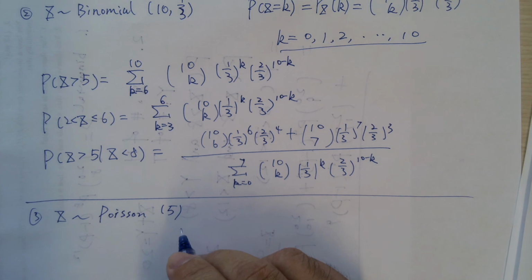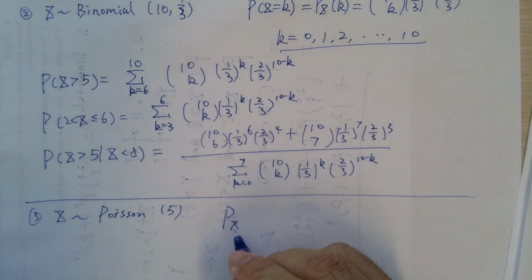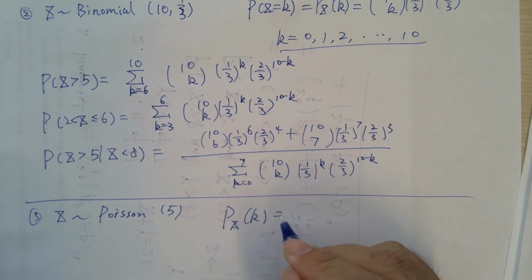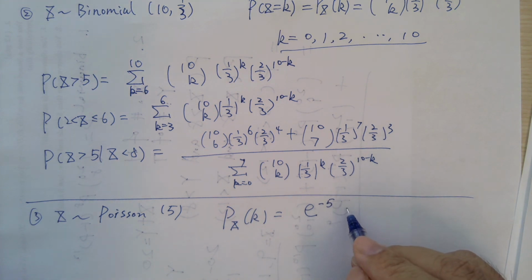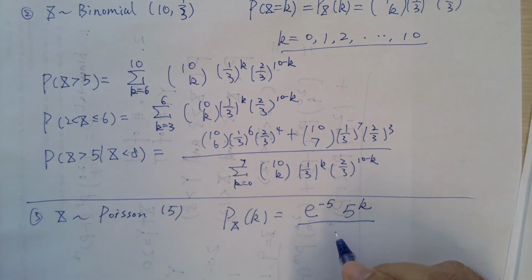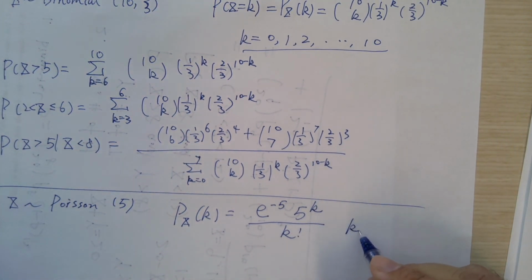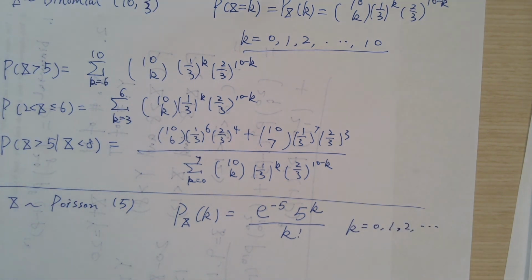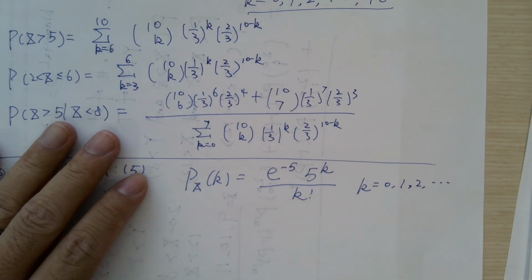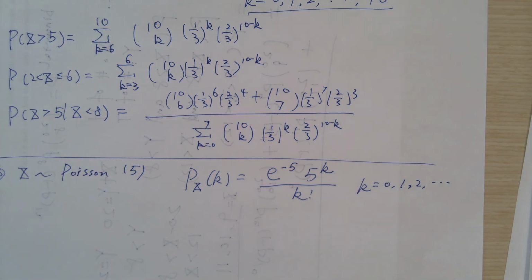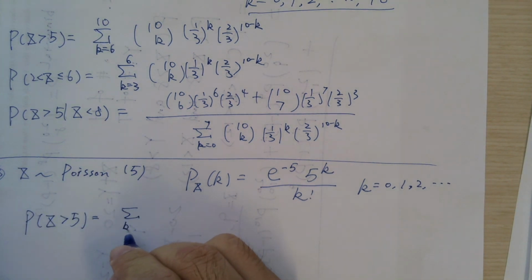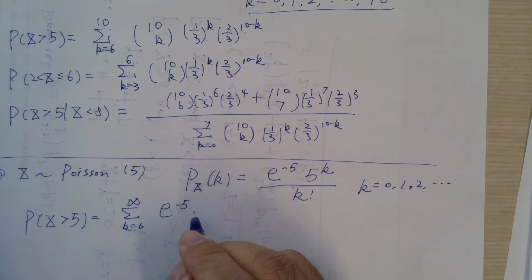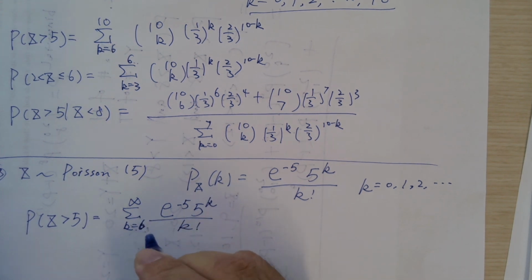And since this lambda equals 5, the corresponding probability is e to the power of negative lambda times lambda to the power of k over k factorial. Okay, and here again, k is 0, 1, 2, so all the non-negative integers. So with that in mind, we can just write them down. The probability of X greater than 5, again, is the summation k from 6 to infinity, e to the power of negative 5, 5 to the power of k over k factorial. Okay, that's the first piece.